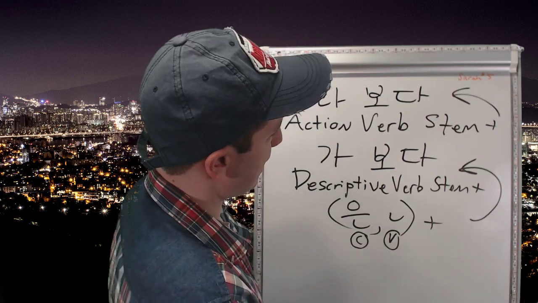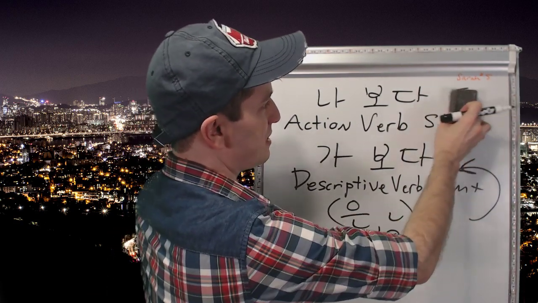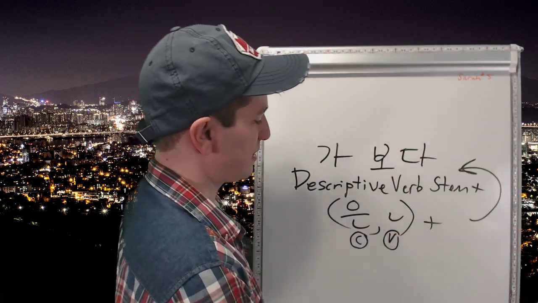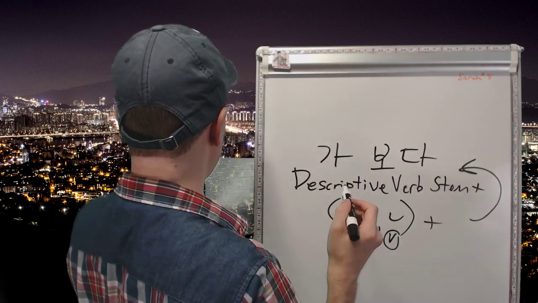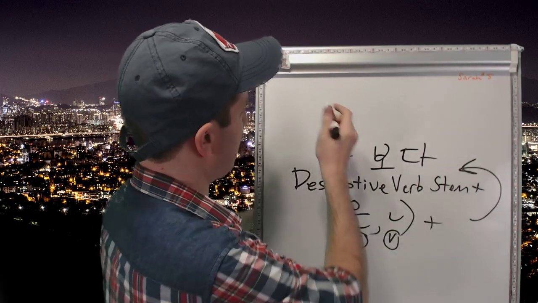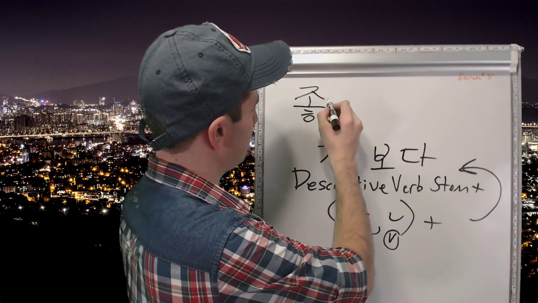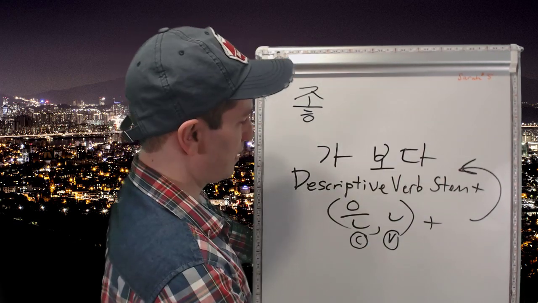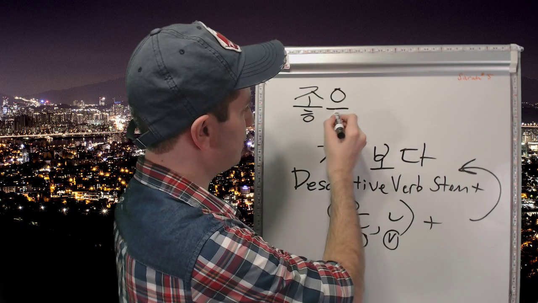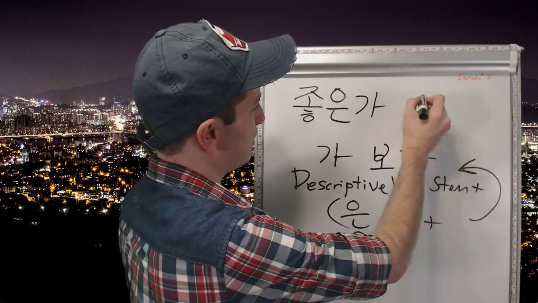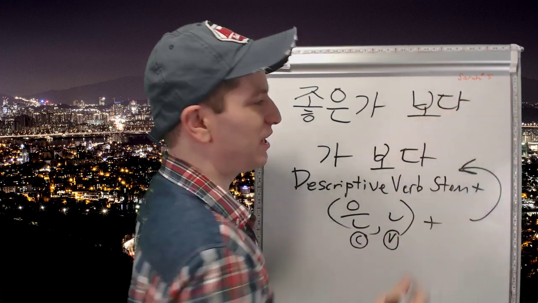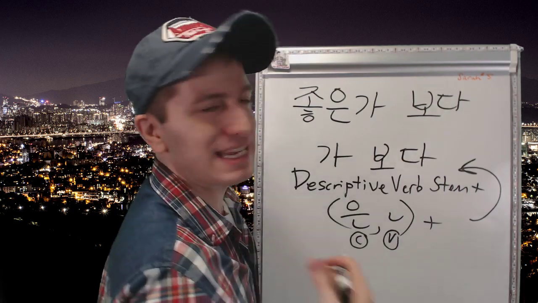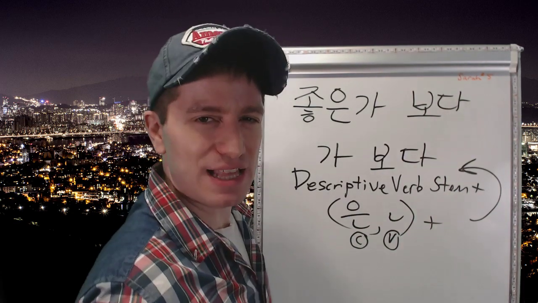So let's see what that looks like. For some space, I'm going to erase this up here. We'll go back to it, don't worry. I just want to get some space. We're going to have a simple verb like 좋다, to be good. We take the verb stem, which is just this. It ends in a consonant, so we attach 은. Now we have 좋은 가 보다. We can conjugate that just like before to say 좋은가 봐, 좋은가 봐요. I guess that it's good, or it seems like it's good.